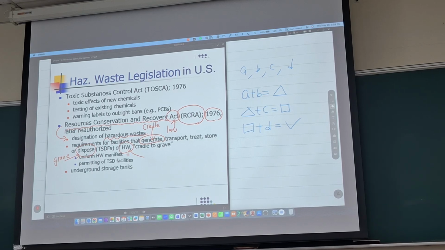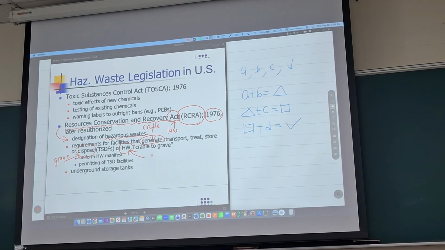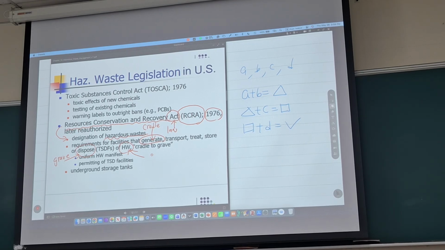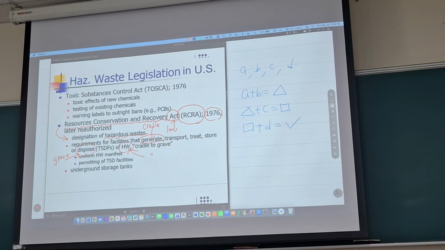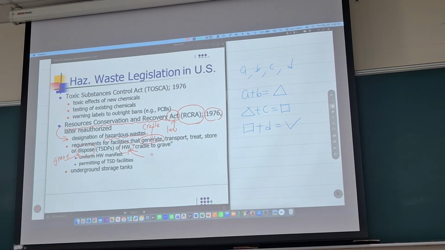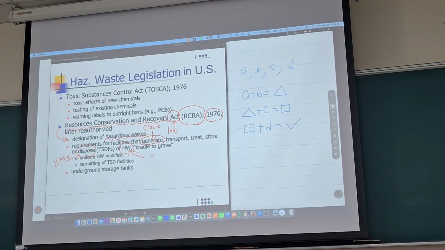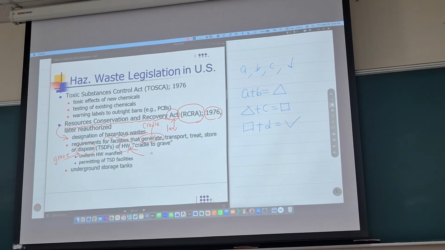HW is homework, right? How to generate your homework and how to dispose your homework. Not funny.